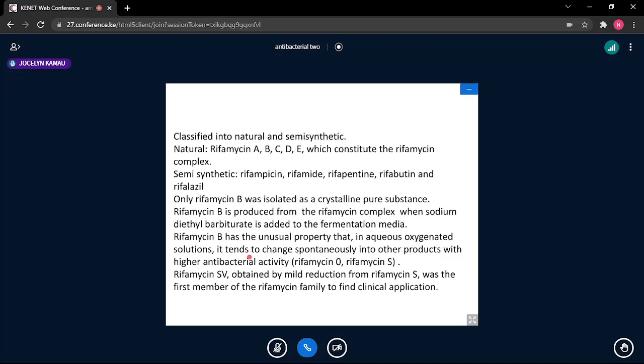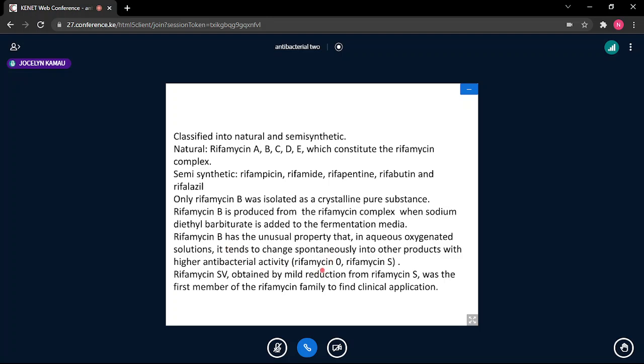Rifamycin B has the unusual property that in aqueous, oxygenated solution, it tends to change spontaneously. So again, very, very unstable. Just as we were looking at the prostaglandins, these very unstable molecules will undergo very rapid spontaneous change into other products with higher antibacterial activity. At least that's the advantage.